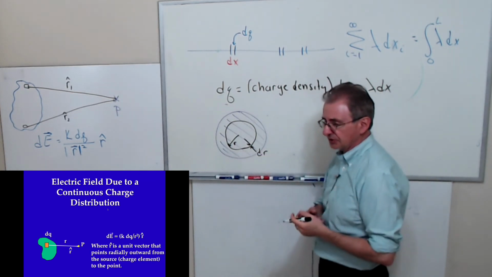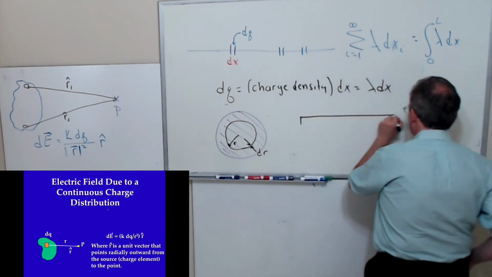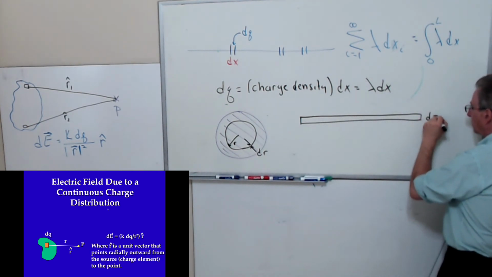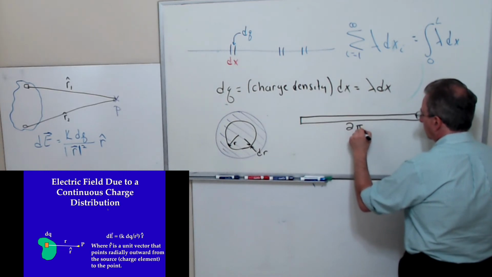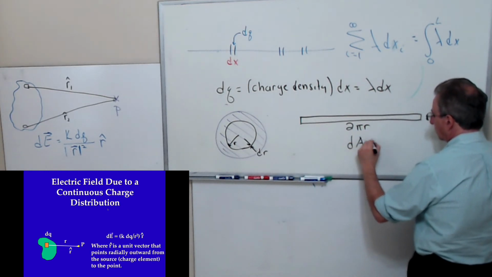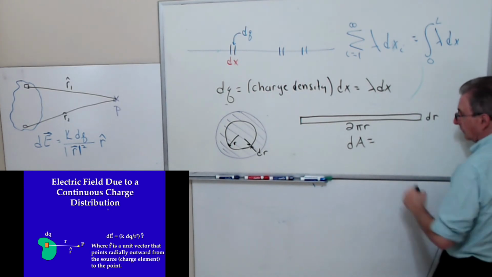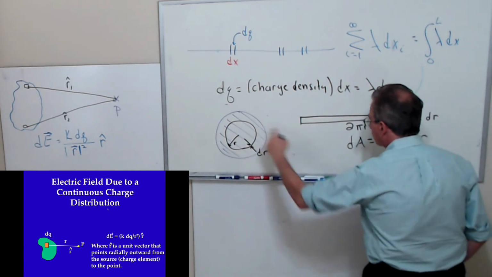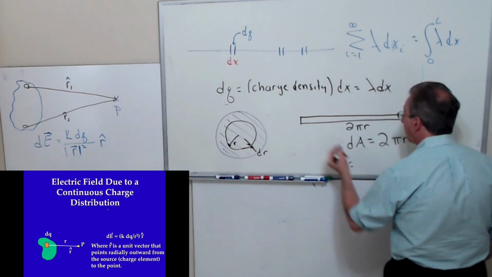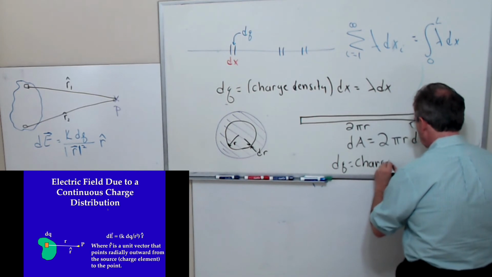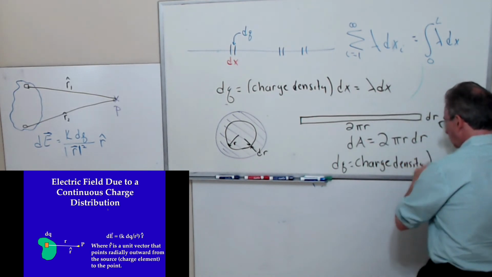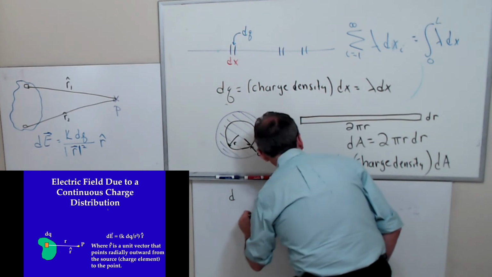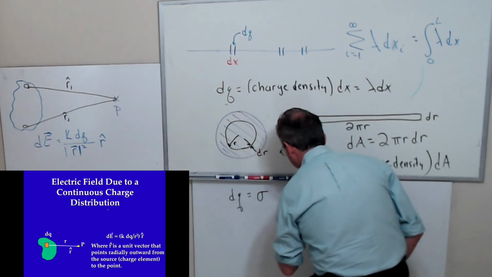If I take a pair of scissors and cut this out and straighten it out, its thickness would be dr, its length would be the circumference of that circle. What would be its area? Length times width, right? And so then my dq for this piece is going to be, again, charge density times dA. We use the Greek letter sigma for two-dimensional charge density.